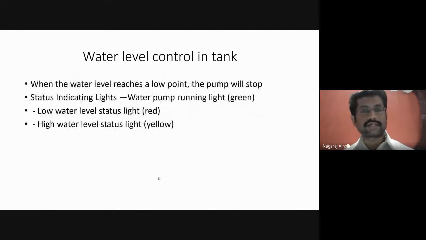When the water level reaches a low point, the pump will stop. And which are the status indicating lights here? Water pumping, that is the running condition, is indicated by the green light. Low water level status is indicated by the red light, and high water level status is indicated by the yellow light.